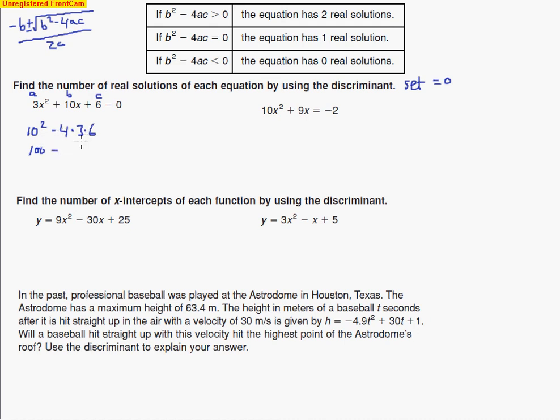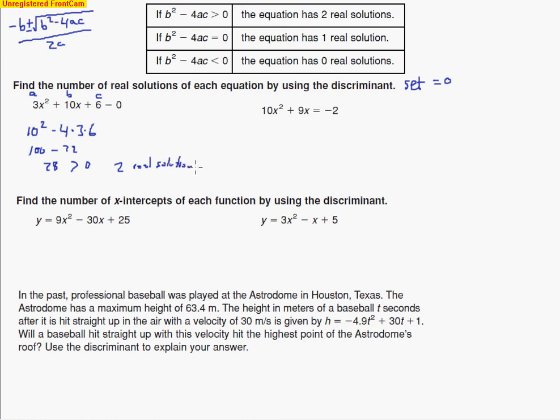12 times 6 gives me 72. So I see this is going to have a solution. This is going to have two solutions because this is a positive number. So here we end up with 28. This is greater than 0, so that means that we have two real solutions.